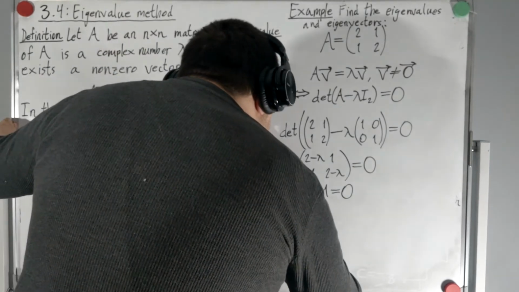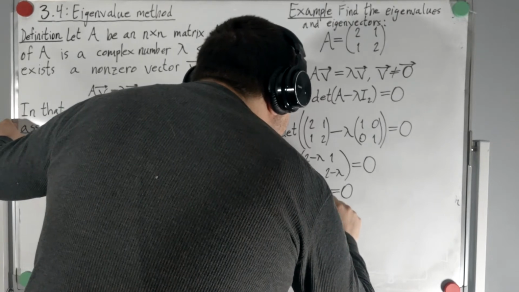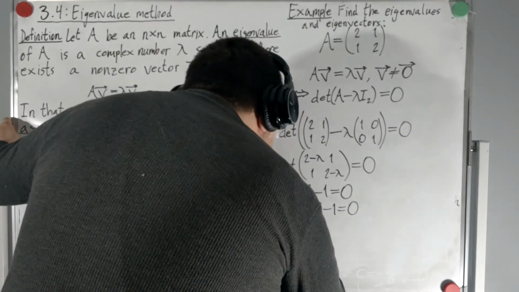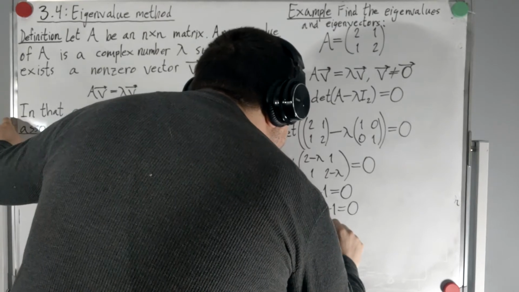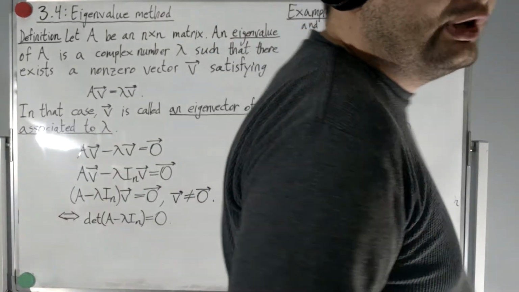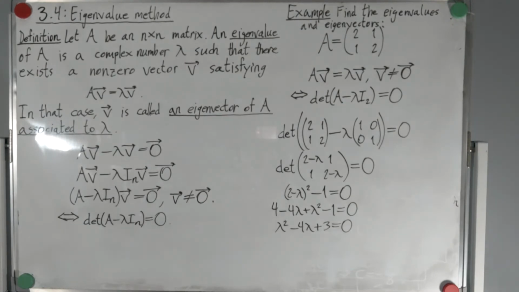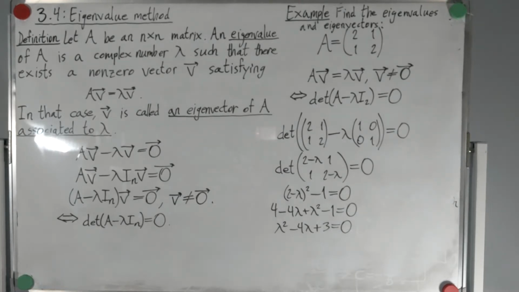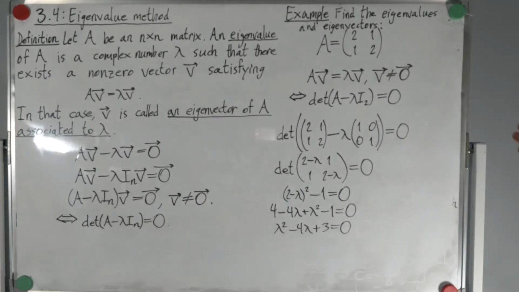Then this turns into 4 minus 4 lambda plus lambda squared minus 1 equals 0. And so lambda squared minus 4 lambda plus 3 equals 0. This is what we call the characteristic equation of the matrix. As long as we can find the solutions of the characteristic equation, we'll have the eigenvalues. We're not done yet, by the way.